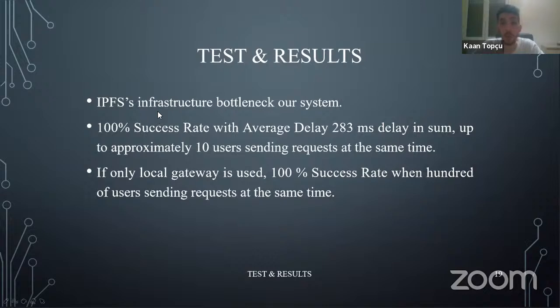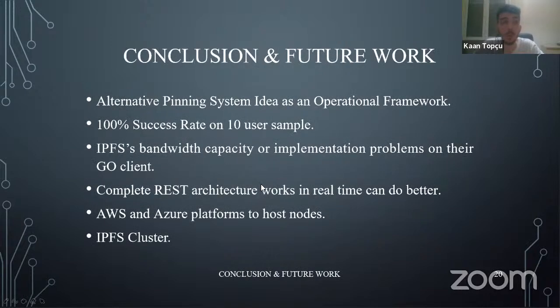For the results, IPFS is the infrastructure bottleneck of our system, and we have a 100% success rate with an average delay of 283 ms in sum, up to approximately 10 users sending requests at the same time. If only the local gateway is used, there is a 100% success rate and we will have no problem, but it's not possible to test that, because in future work we are planning to do this project in real time. So it is not correct to only test this on local.